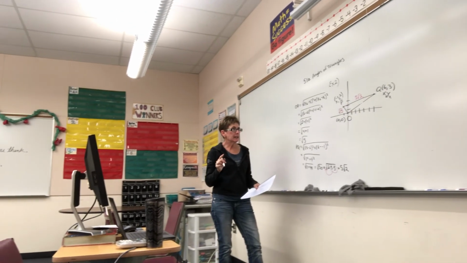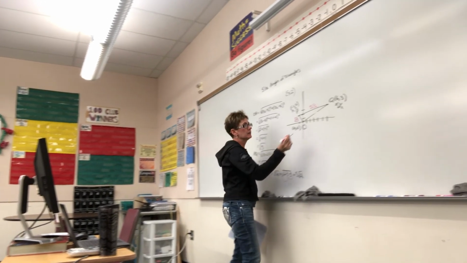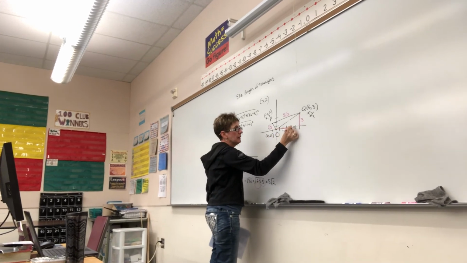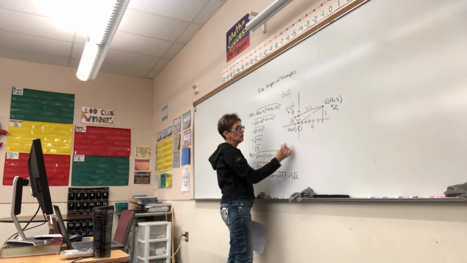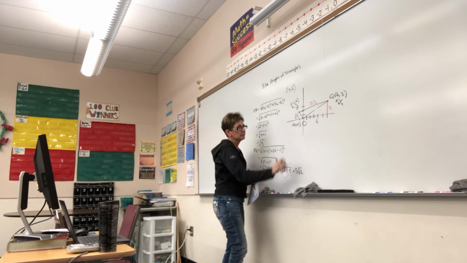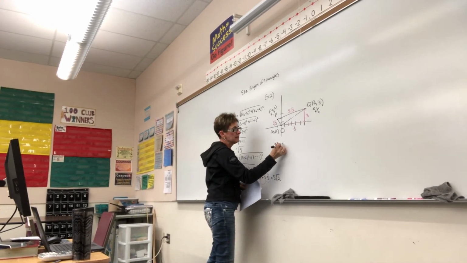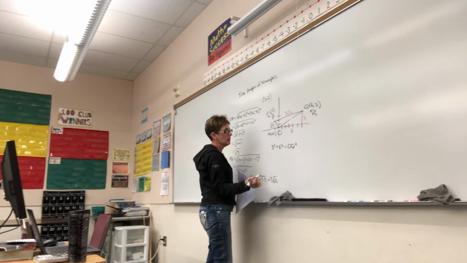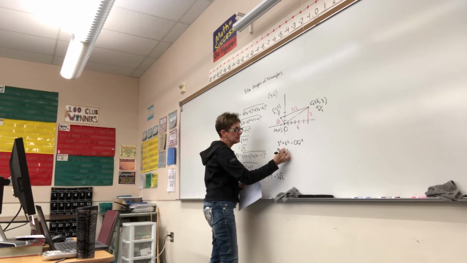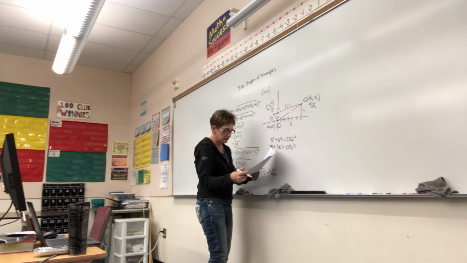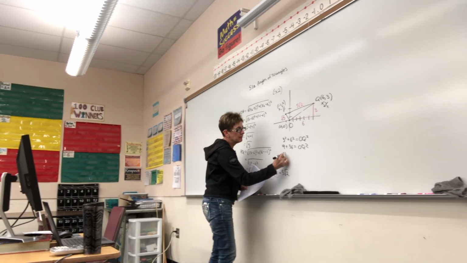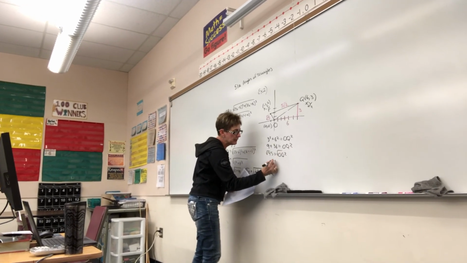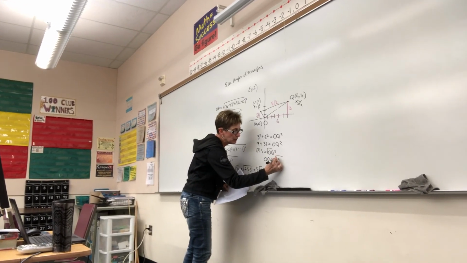Now, to find the length of OQ, let's just do Pythag. If we do Pythag, the length of this side of the triangle is 3, and the length of this one is 6. We would do 3 squared plus 6 squared equals OQ squared, or 9 plus 36 equals OQ squared, or 45 equals OQ squared. If we take the square root, we get from O to Q is the square root of 45.